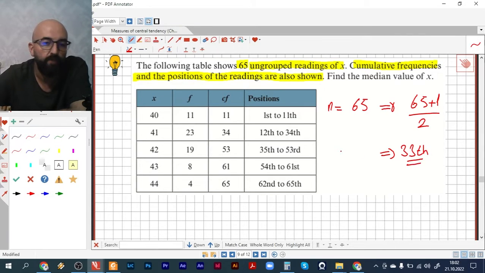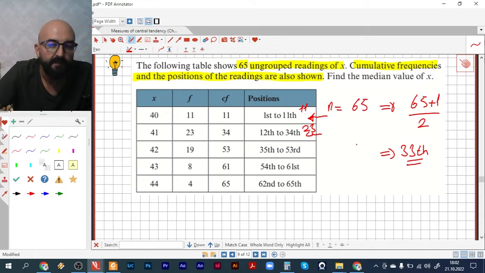The 33rd value. Please notice that in this row we have 12 values, and in this row we have 23 values, but we want to find the 33rd value, so it should be 41, and the median is 41.